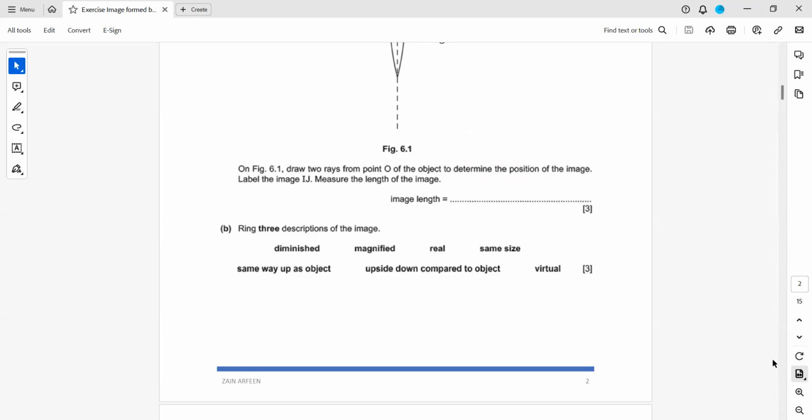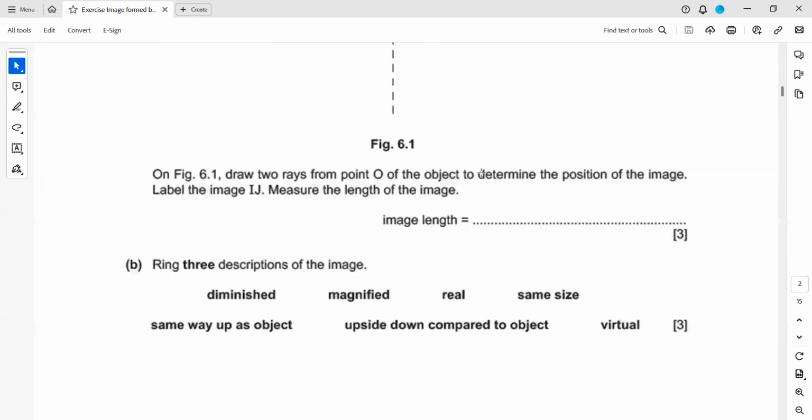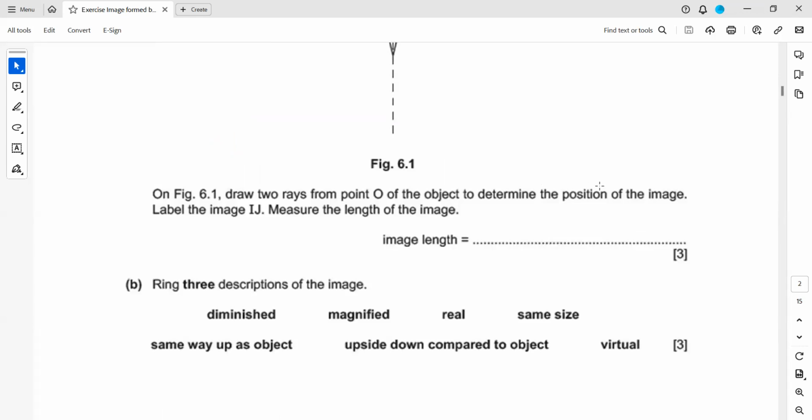Now use screen annotation for three descriptions of the image. Which are the three descriptions of the image? You can annotate on the screen the three descriptions. Yes. Magnified is one. Virtual. Good. What about the third description?